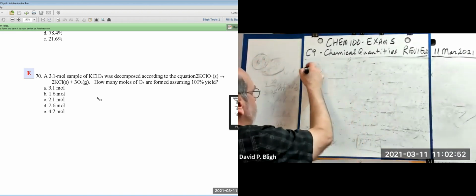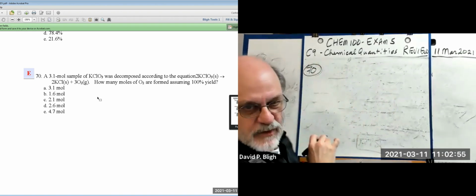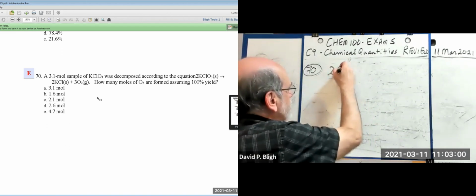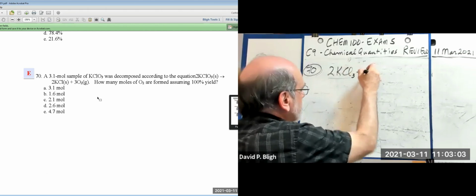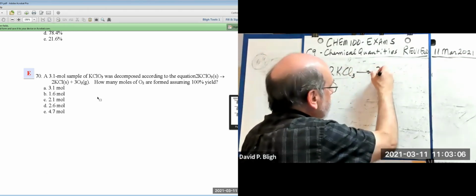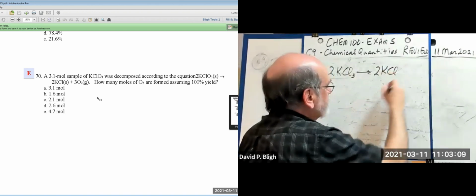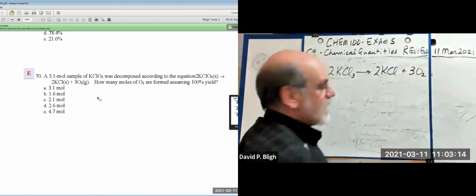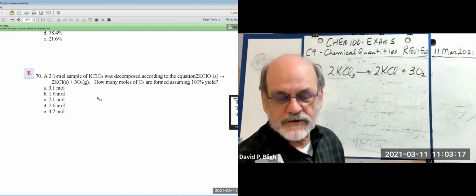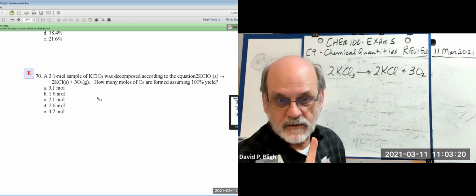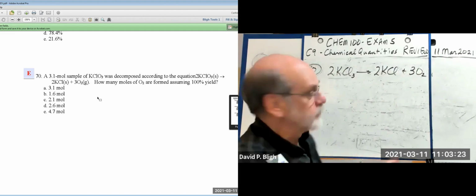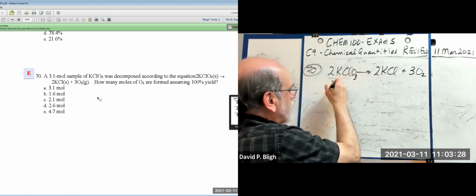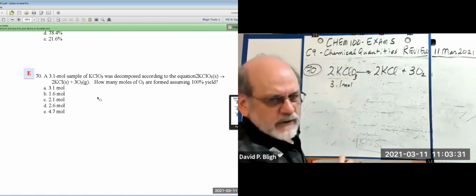For 70, potassium chlorate is decomposed by this reaction. 2 potassium chlorates yield 2 potassium chloride plus 3 oxygens. How many moles of oxygen are formed, assuming 100% yield, if you start off with 3.1 moles for this one? Oops. 3.1 moles. Actually, we're going backwards.